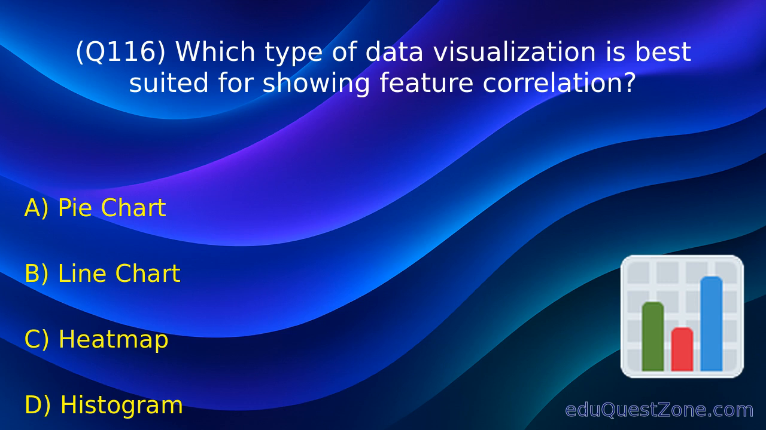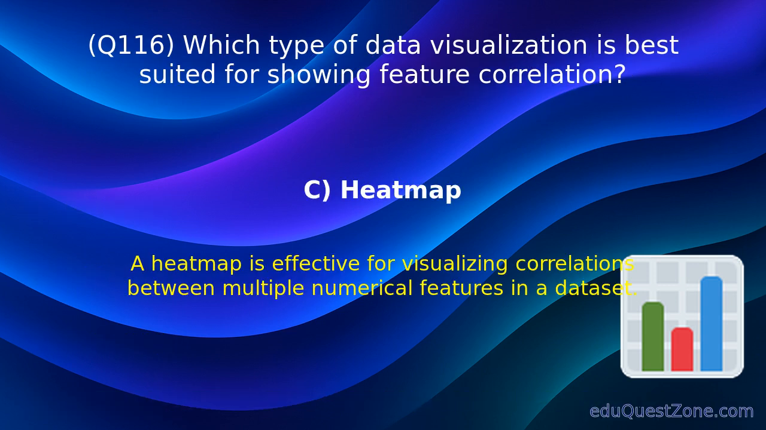Question number 116. Which type of data visualization is best suited for showing feature correlation? Option C. Heat map. Heat maps visually show correlation strengths among dataset features.